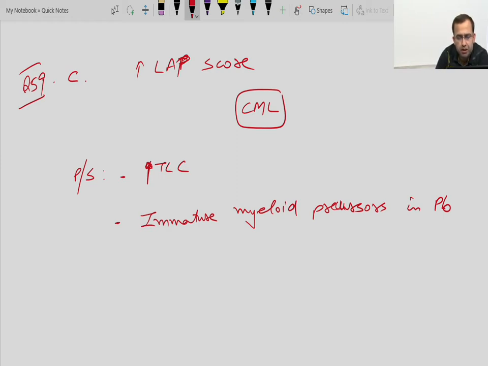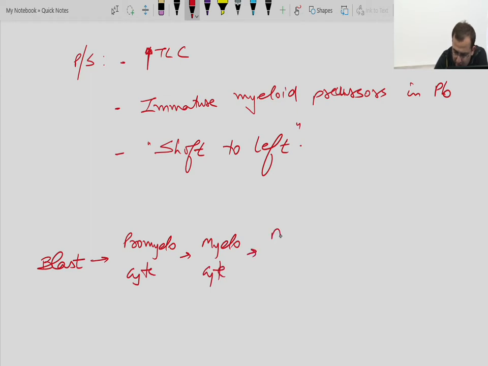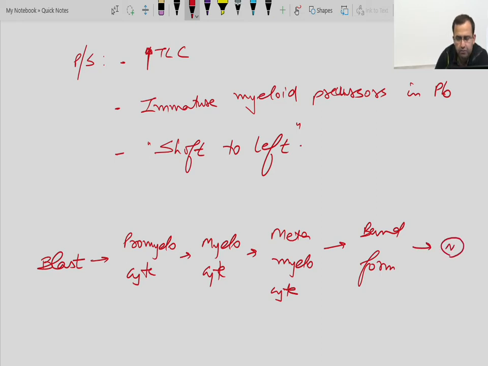What do we mean by immature myeloid precursors? This is classically called a shift to left. CML is characterized by shift to left. What does this mean? Shift to left means all the cells originate from blasts. So how does the normal neutrophil mature? It starts from a blast, goes to the promyelocyte, myelocyte, metamyelocyte, band form and neutrophil. This is how a blast matures. I have written it left to right.